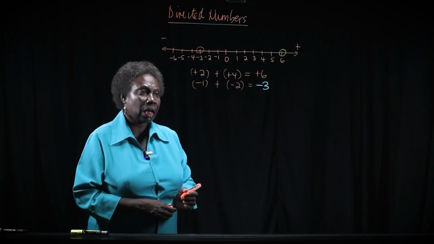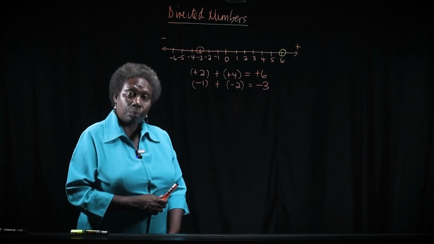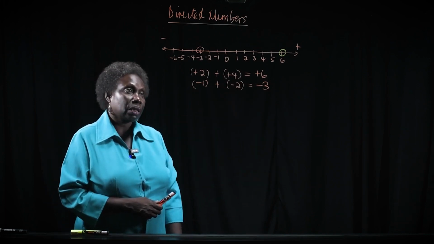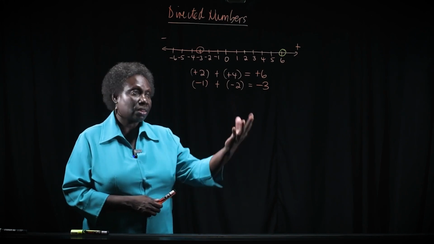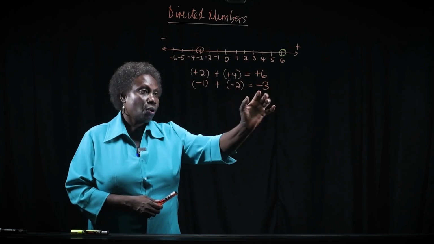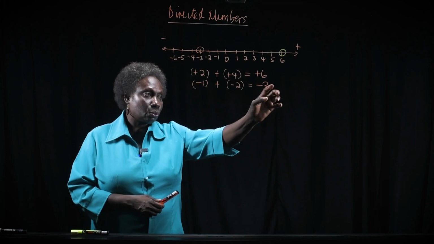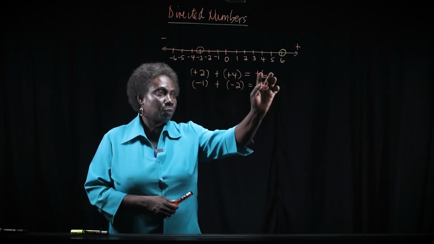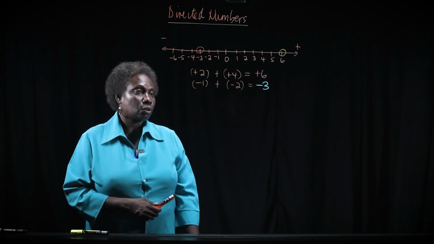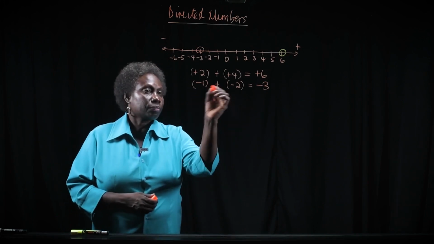Now, let's see what happens when I add directed numbers with different signs. For these two, we have added directed numbers with the same signs. And you can see that you just put the sign of the two and you add. For negative numbers, you put the negative sign and you add the numbers to get the answer. So we have +6 for example 1, -3 for example 2. Now, let's go to example 3.